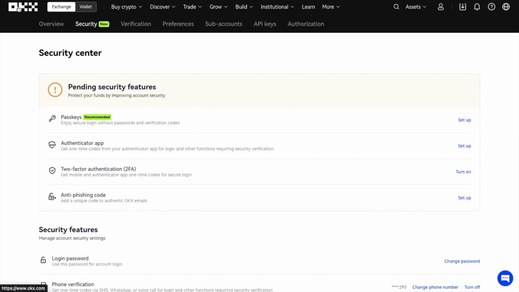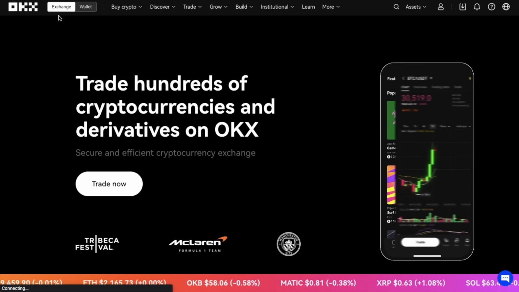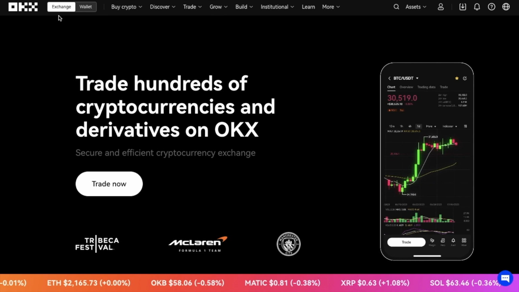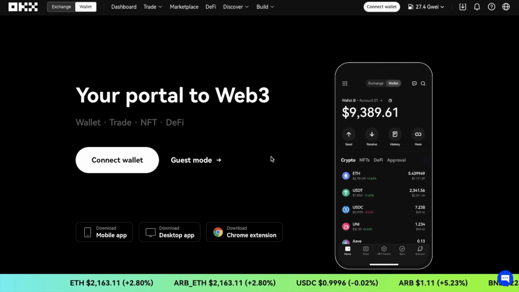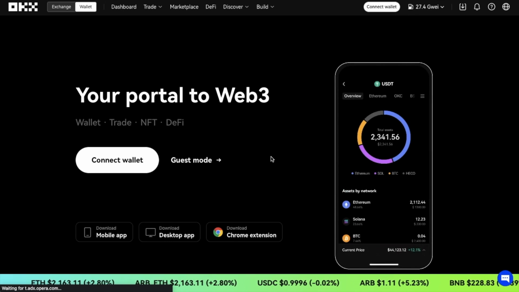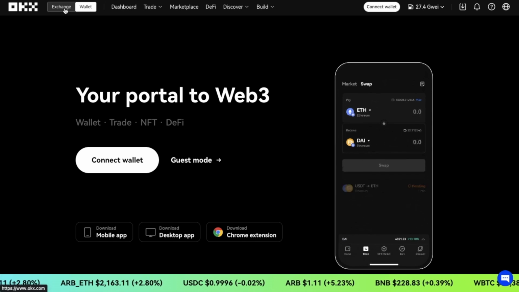Heading back now, you'll see here that from the top of the screen, we're on the Exchange tab. And as I said at the beginning, OKX also has its own wallet, which is Web3 and can be used for trading, NFTs, DeFi and dApps, but today we're just going to be focusing on the exchange.